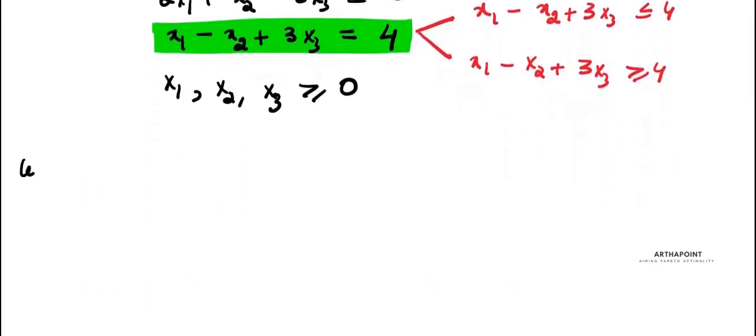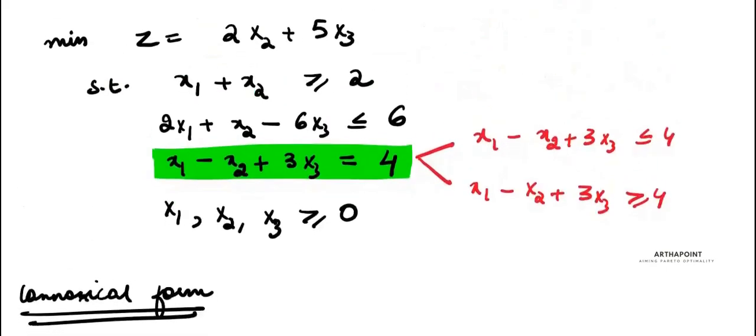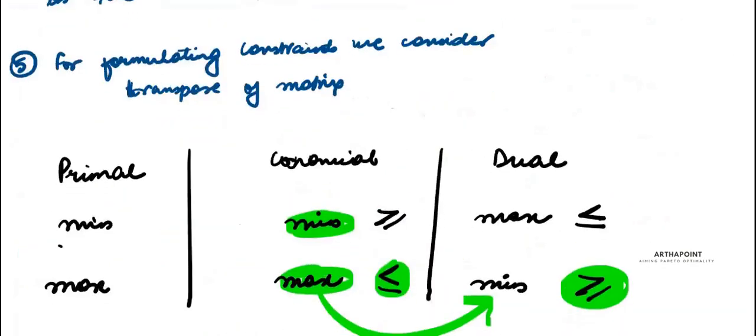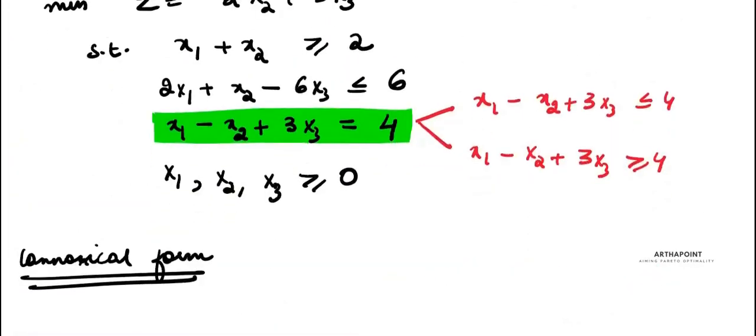Now let's write down the canonical format for this. Canonical format basically is going to say that if it is a min function, then for a min function, I want everything in the constraint to be greater than equal to. Because I see here less than equal to and I see here less than equal to, I will have to work on those also.